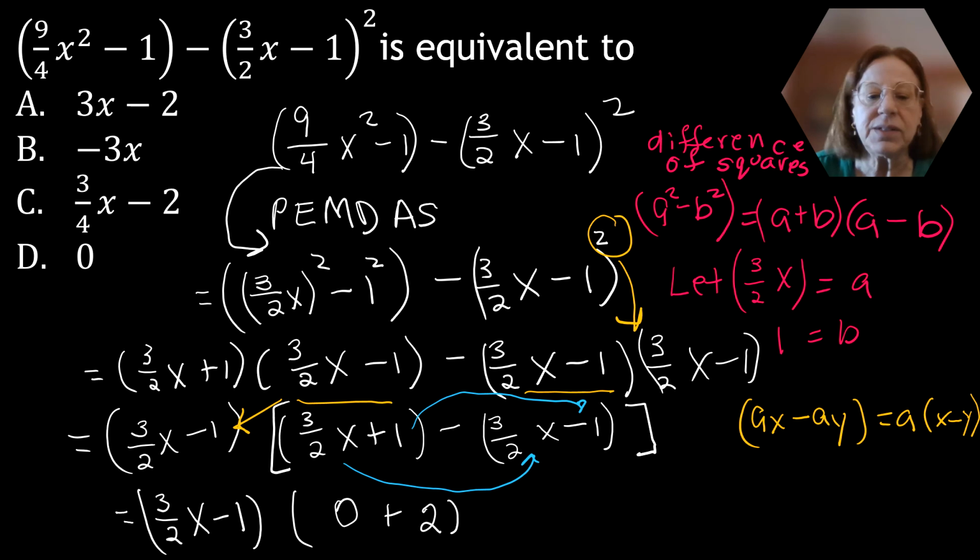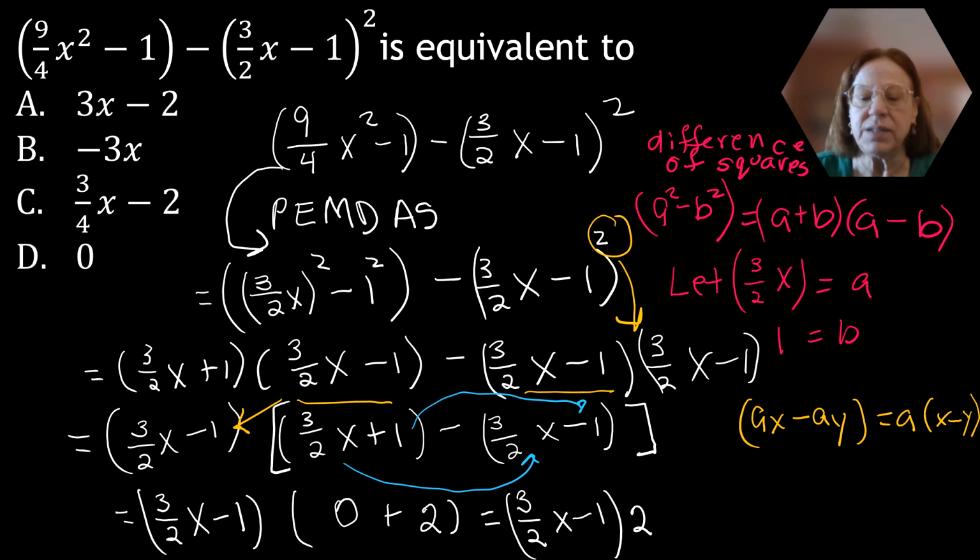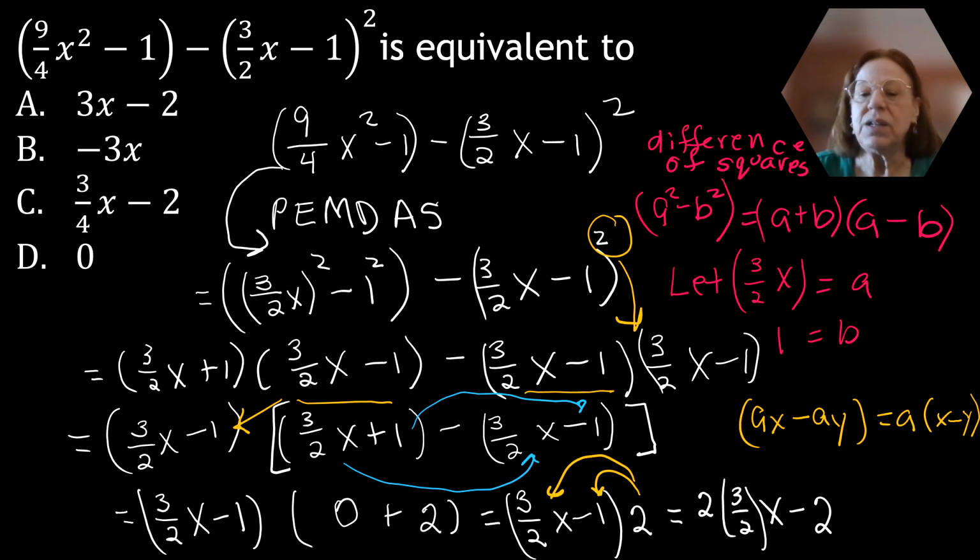So now I'm going to say, well, 3/2 x, look at the bottom blue line. I have 3/2 x minus 3/2 x. That's 0. And then the second term is 1 minus -1, which is 2. So I have 3/2 x minus 1 times the quantity 0 plus 2, which is the same as 3/2 x minus 1 times 2. And we need to distribute that 2 throughout. So we get 2 times 3/2 x minus 2 times 1 is 2.